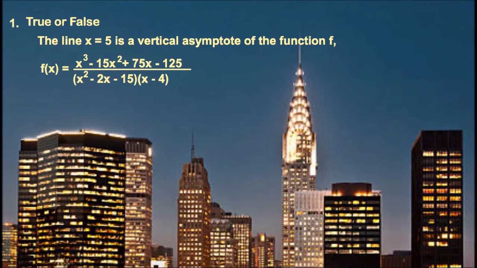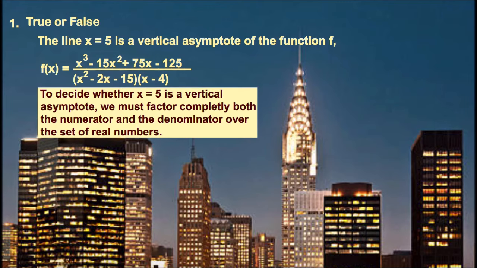Question 1. True or false? The line x equals 5 is a vertical asymptote of the function f. f of x equals, at the numerator, x cubed minus 15x squared plus 75x minus 125, everything over the quantity x squared minus 2x minus 15 times the quantity x minus 4.